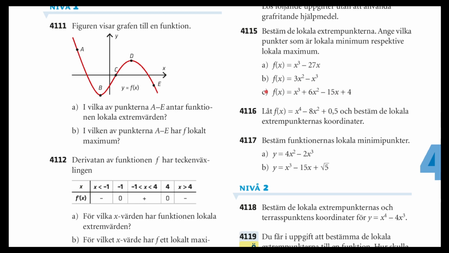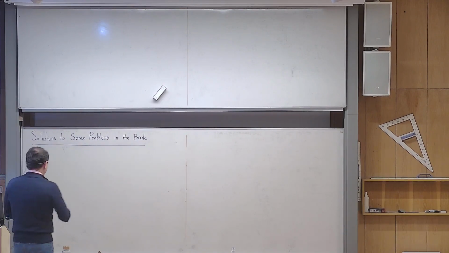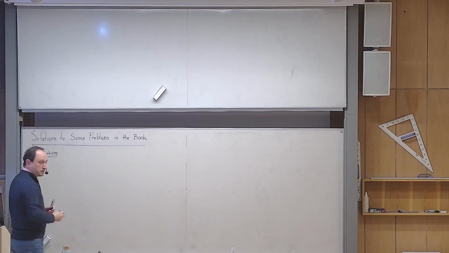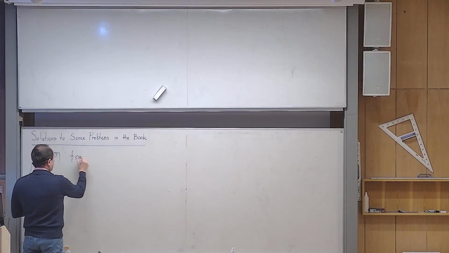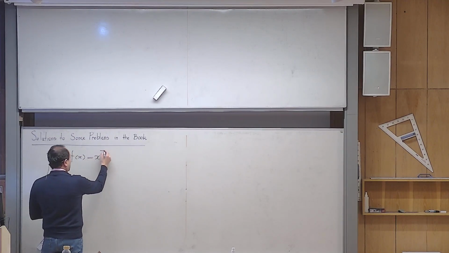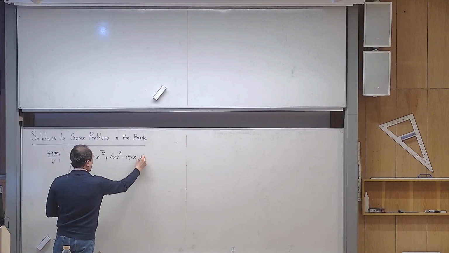Okay. So I will write it on the board, and then I will ask you questions. Please try to answer me, because if you answer wrongly, then I know what the problem is and I try to fix it. So this is problem 4115. I would say part C. So a function is given to you, f of x is equal to x to the power of 3 plus 6x squared minus 15x plus 4.